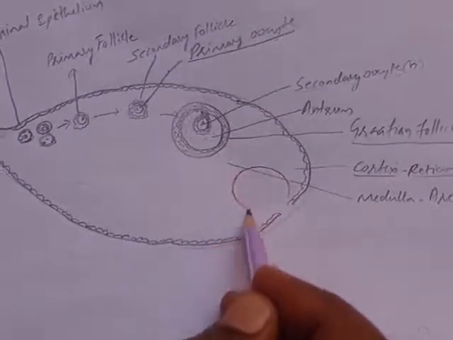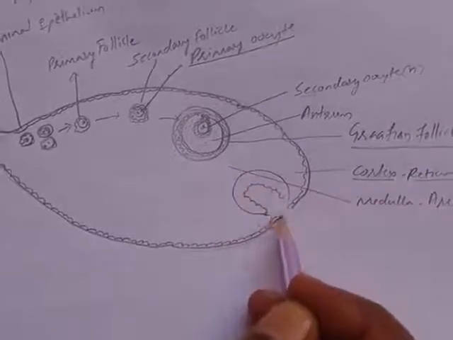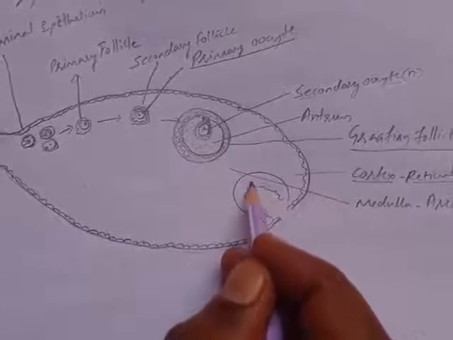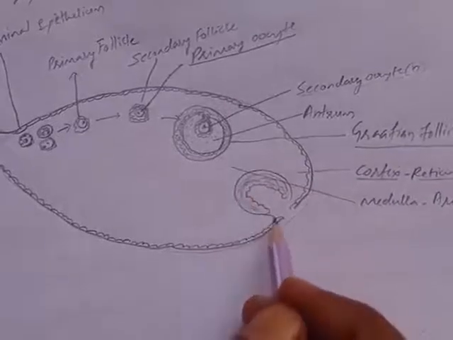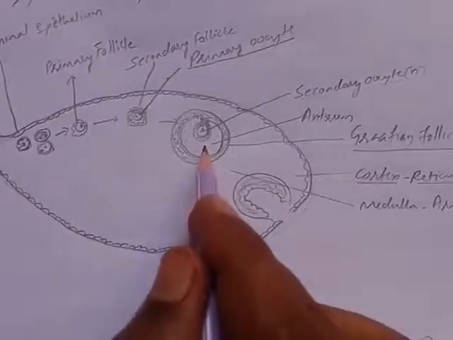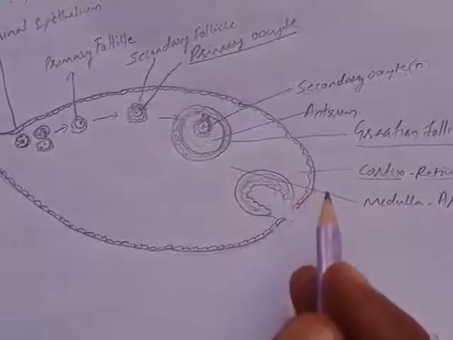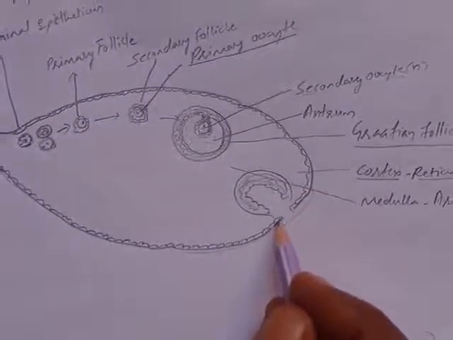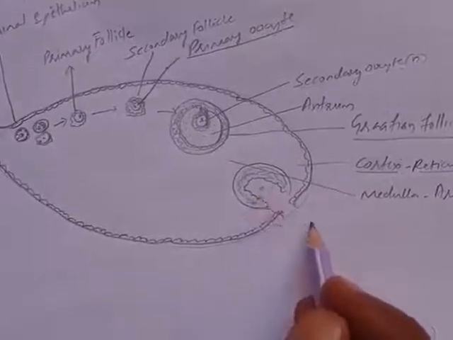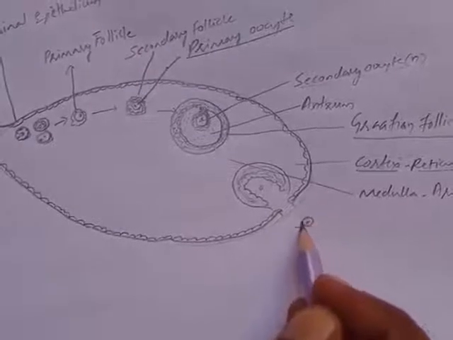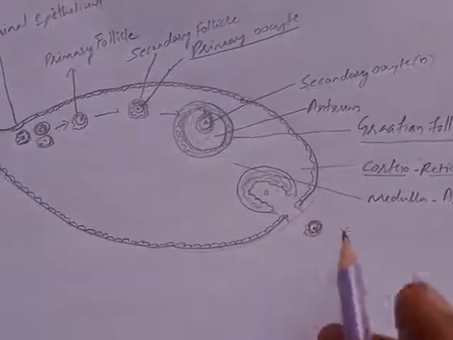I'll show this structure like this. The follicular cells remain in the ovary, and this matured follicle comes to the surface of the ovary, and the wall gets ruptured here like this. The secondary oocyte which is inside will come outside now, along with some follicular cells, which is called zona pellucida.